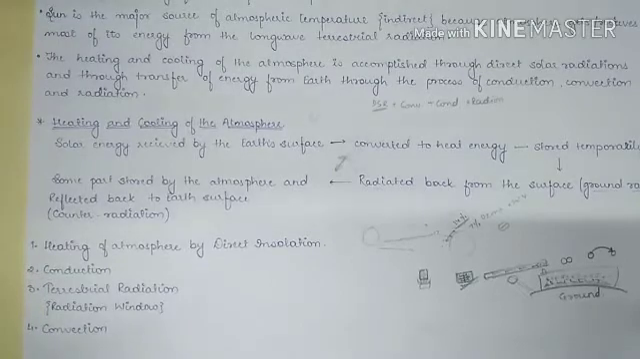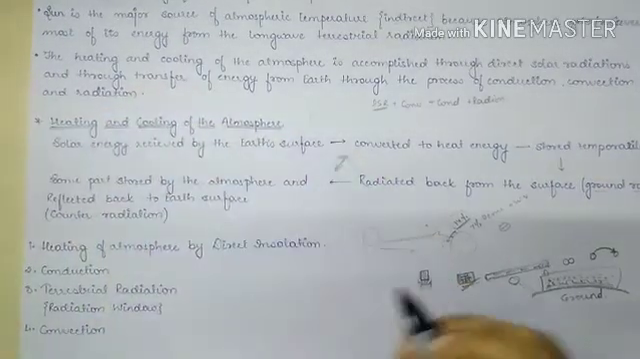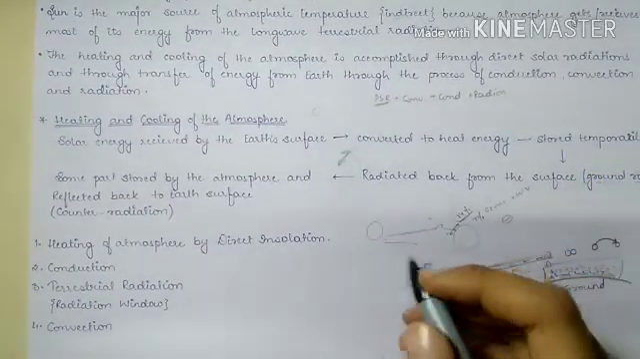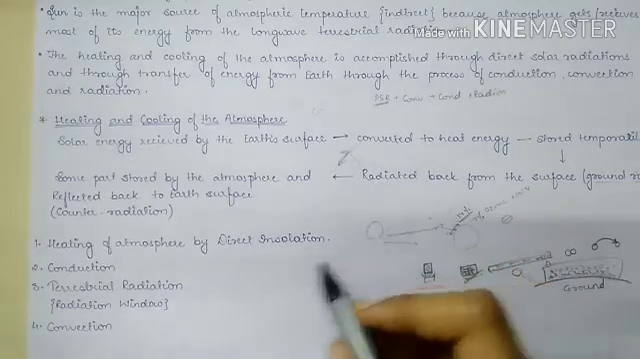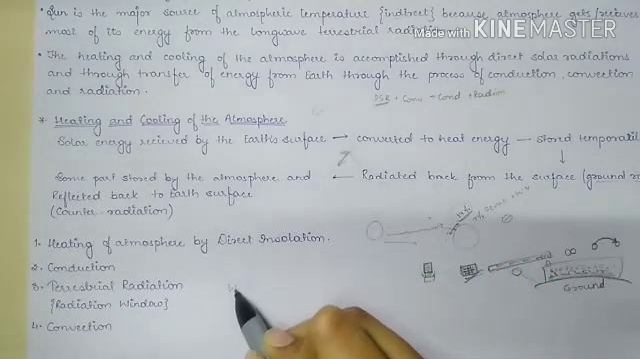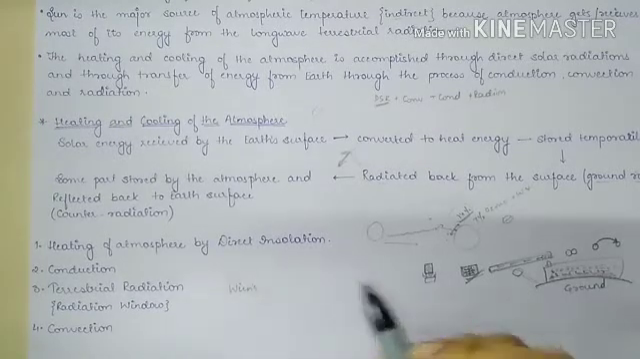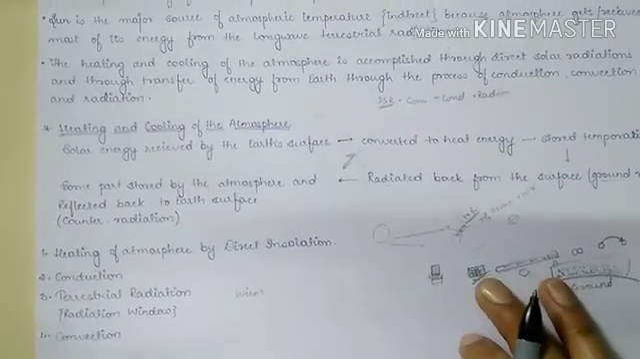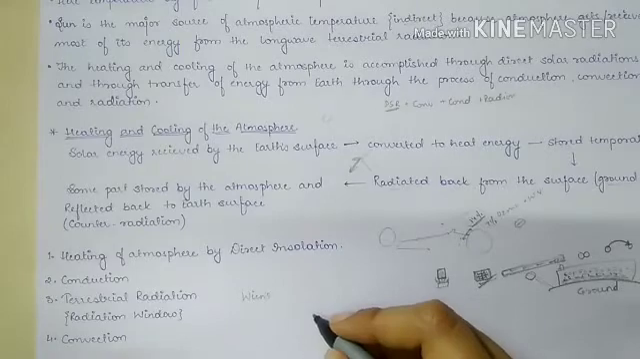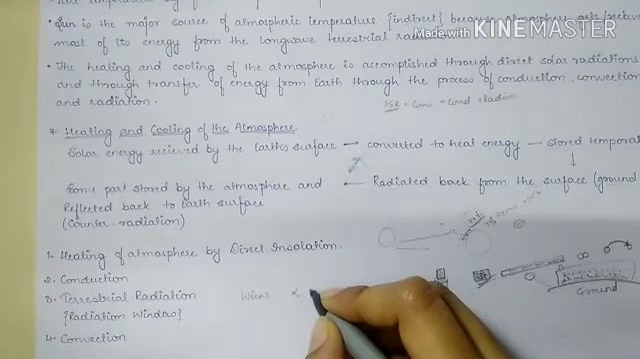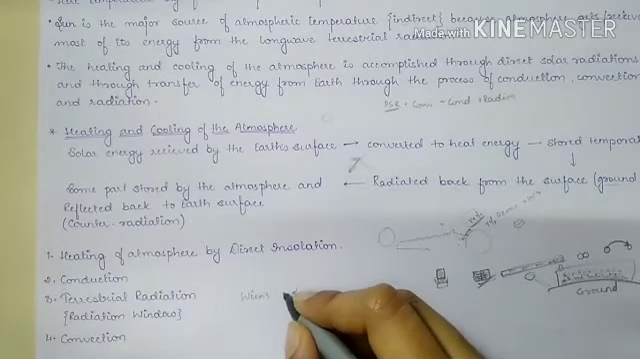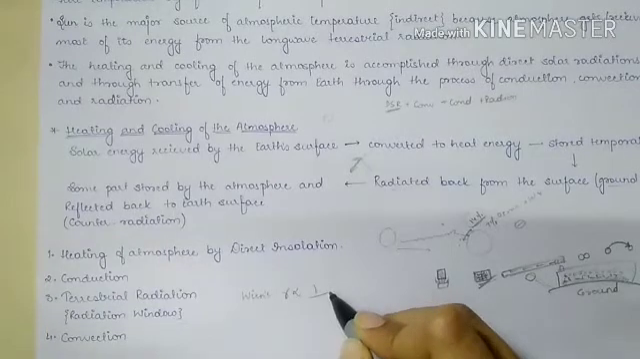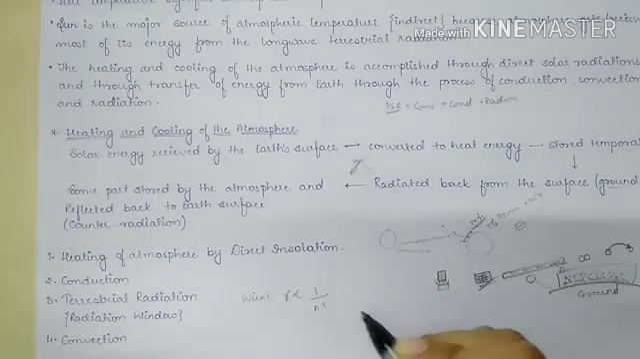So the first law is Wien's displacement law. It states that the wavelength of the radiation is inversely proportional to the absolute temperature of the emitting body. So this is the first law, which governs the nature of flow of heat through radiation. So the first law is Wien's displacement law. It says that the wavelength of radiation is inversely proportional to the absolute temperature of the emitting body.